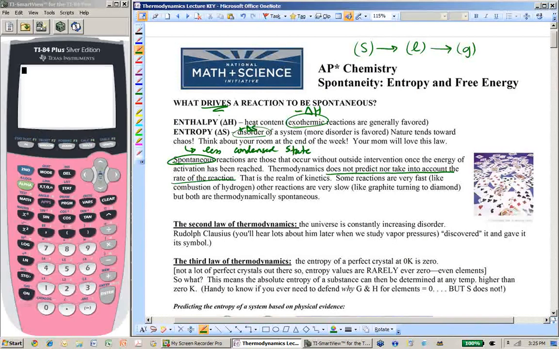So some reactions are very fast, like the combustion of hydrogen once their activation energy is met, and other reactions are very slow once their activation energy is met, such as graphite turning into diamond. It is, however, thermodynamically spontaneous. It's just awfully slow.